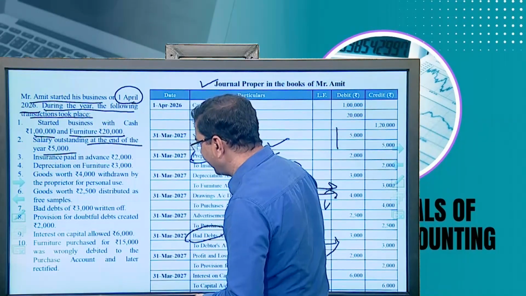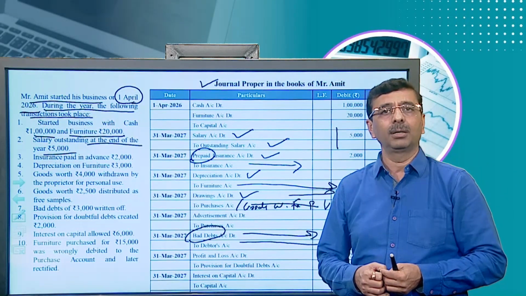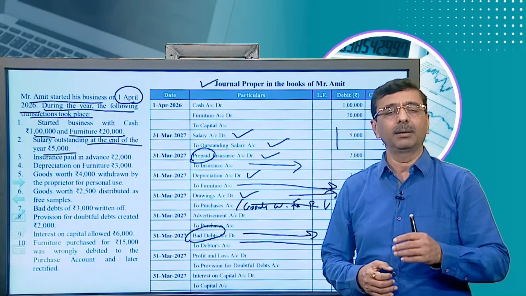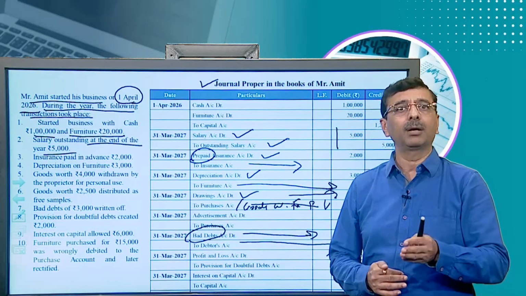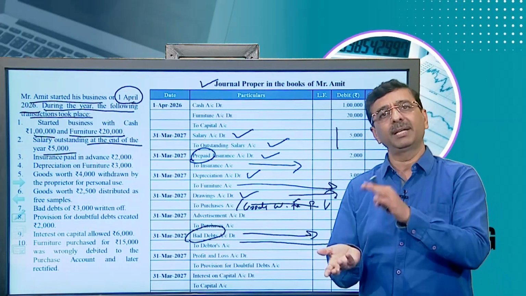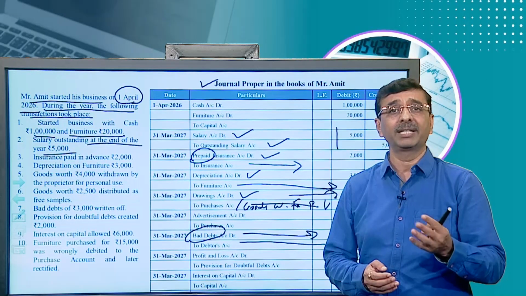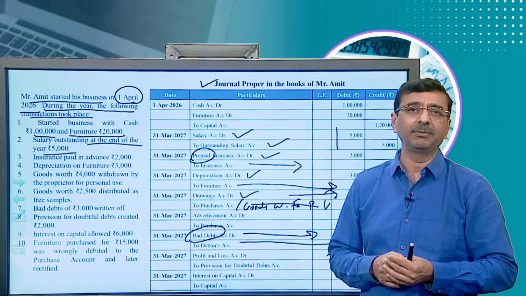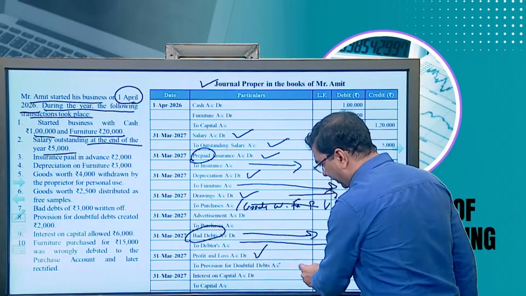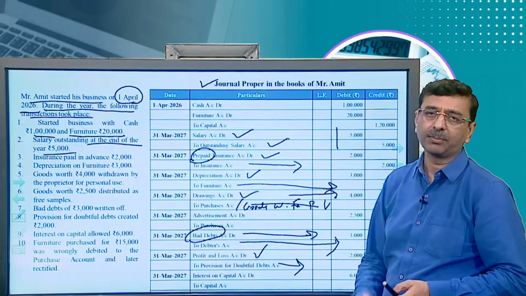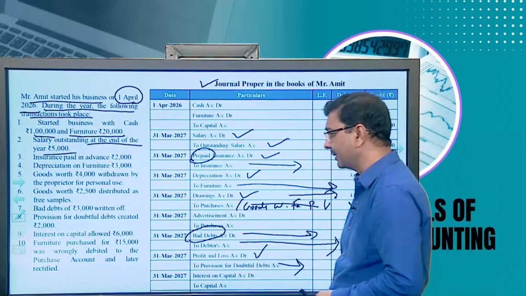Provision for doubtful debts created 2,000. Provision for doubtful debts is a reserve, and a reserve against doubtful debts is always created from the profit. So it is created from the P&L account. That means the P&L account has to be debited, because this reserve is created from the P&L against some amount of doubtful debts that might arise in the future. That's why we are creating a reserve. So the P&L account is debit and provision for doubtful debts is credit, because the provision for doubtful debts is a reserve. So P&L account debit to provision for doubtful debts account.